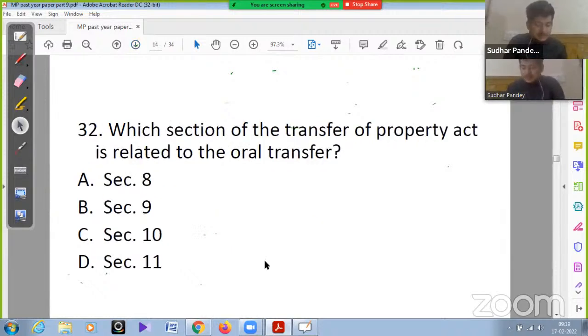Question number 32. Which section of the Transfer of Property Act is related to oral transfer? It is a direct question, quite easy to answer. Option A, section 8; option B, section 9; option C, section 10; and option D, section 11. What should be the correct answer for this question? Question 32. Its correct answer is section 9.